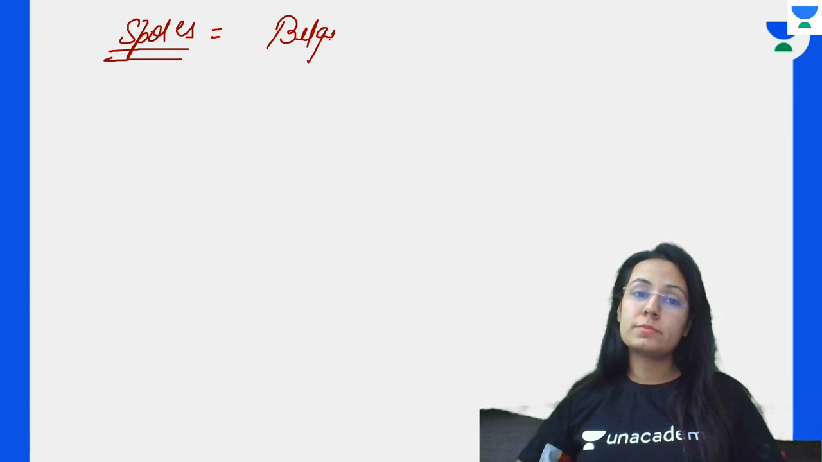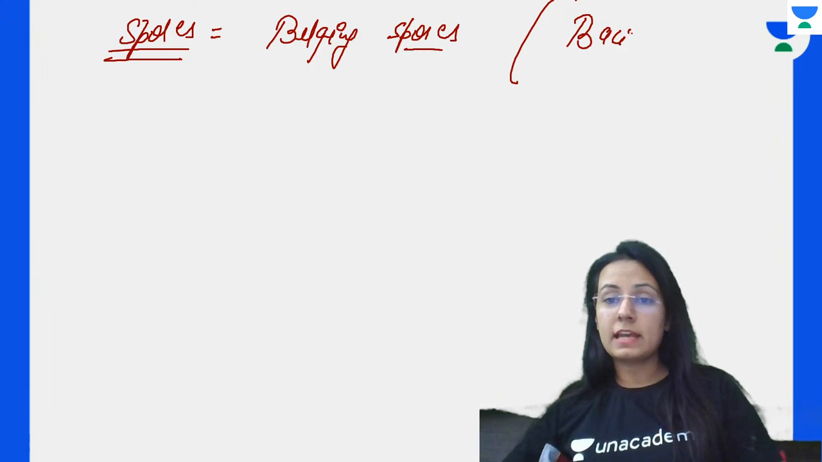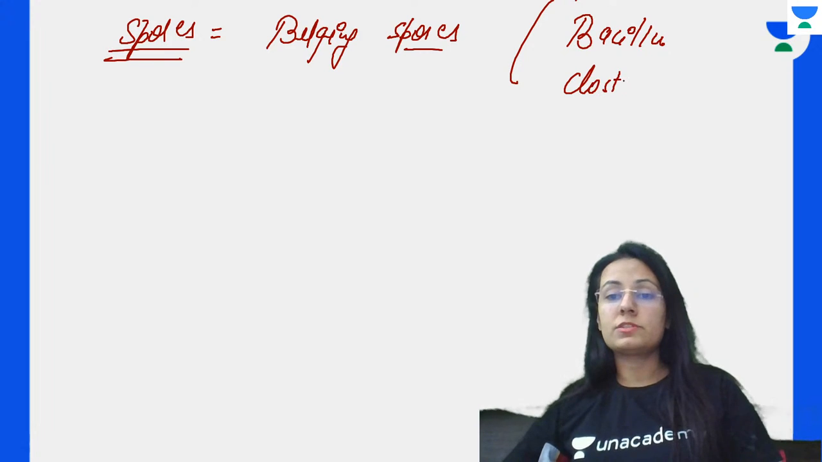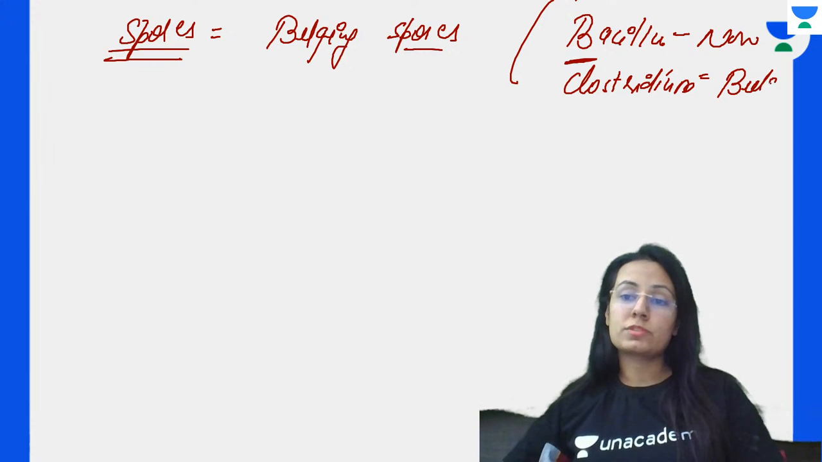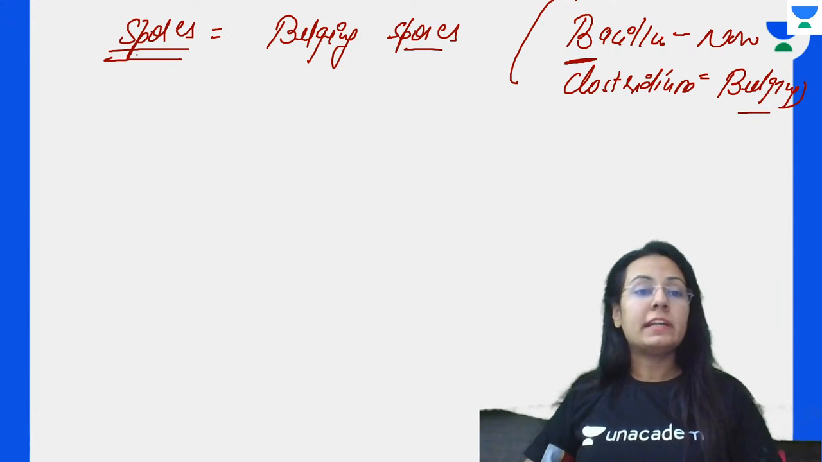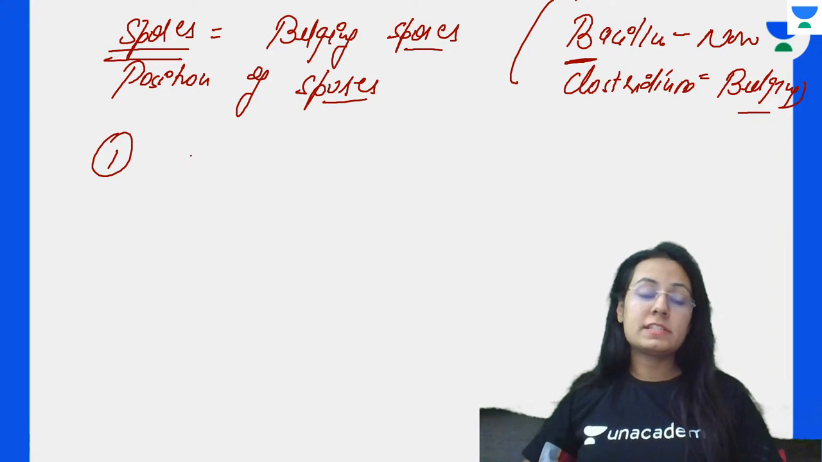Now, when we talk about the spores, they are having bulging spores. We remember two spore-forming bacteria, one was Bacillus and another was Clostridium. Bacillus was having non-bulging spores and Clostridium was having bulging spores. And depending upon the position of the spores, they may even be central spores.